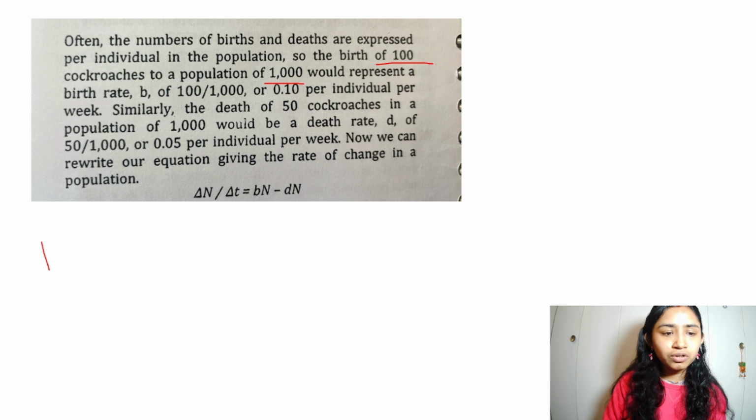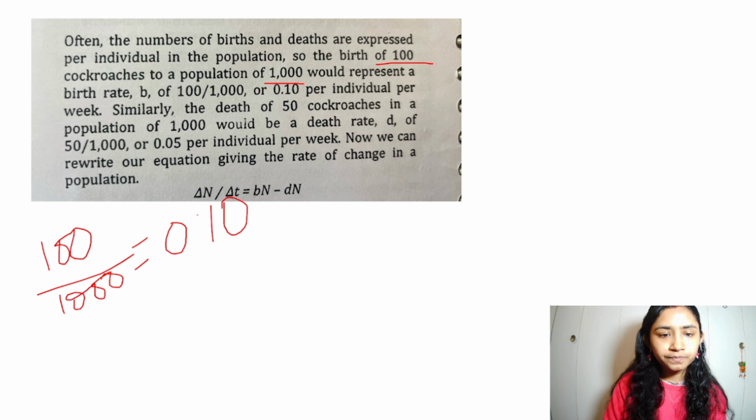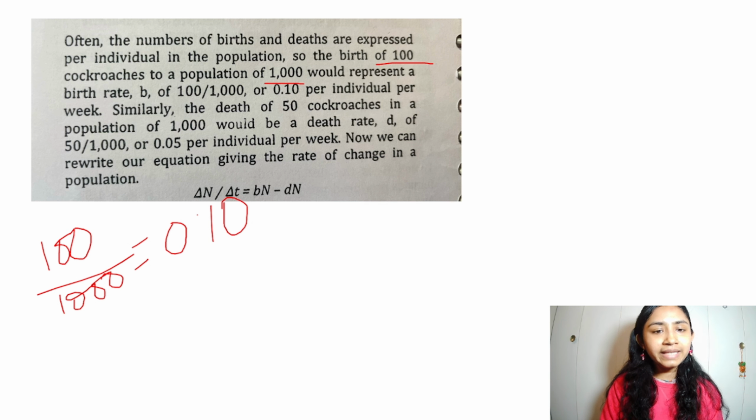So if 100 cockroaches are born out of the total population of 1000, then the birth rate will be 100 by 1000, which is equal to 0.10. So this is how the birth rate is taken out, 0.10 per individual per week. Similarly, the death of 50 cockroaches in a population of 1000 would be a death rate D of 50 by 1000, or 0.05 per individual per week.